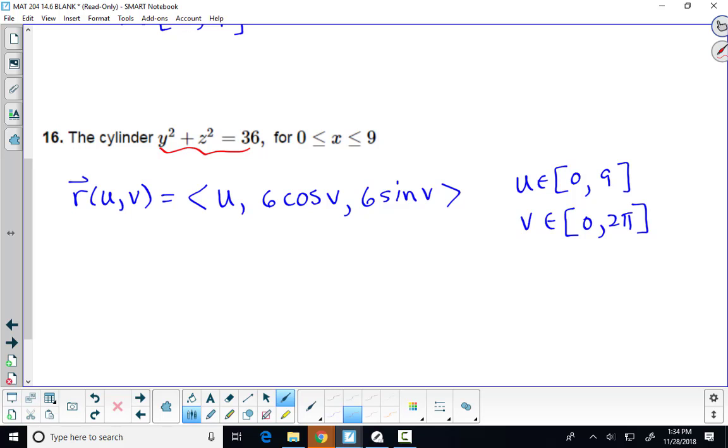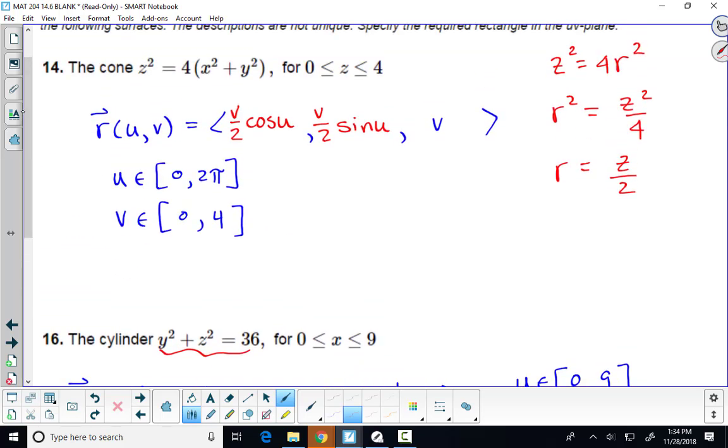Each cross section of this cylinder is a circle, just like each cross section of this cone is a circle. It's just that here in the cone the radius is not constant, because the radii are changing as you move up the cone, which is why we have a variable in front of sine and cosine. Those circles are getting bigger, so there's a variable radius. So we somehow have to have a letter that's representing that change in radius.